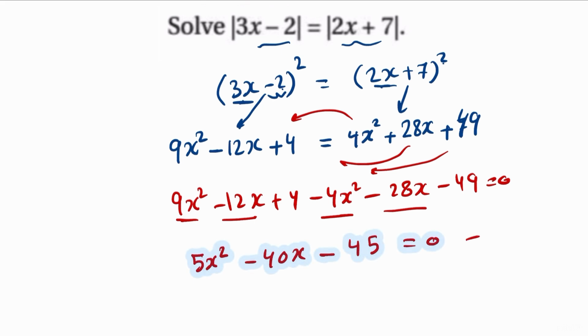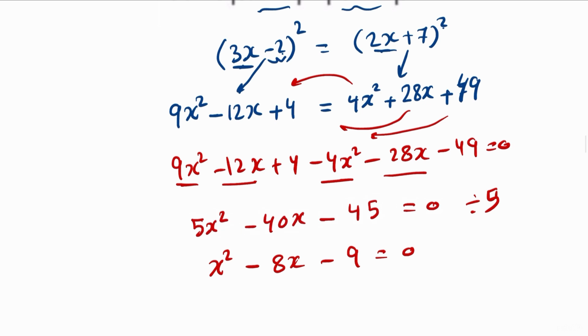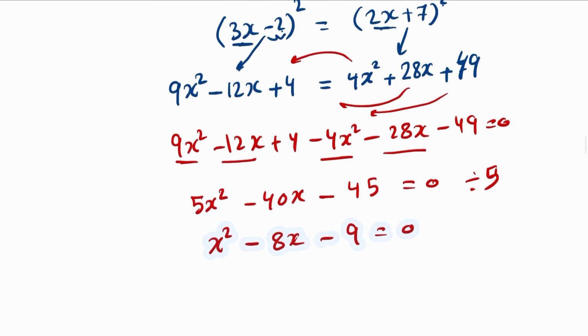After that, you need to simplify more, so let's divide by 5. So we come up with x power 2 minus 8x minus 9, which equals 0. Now either factorize using the quadratic formula or factorize using the normal factorization. Let's try with the normal factorization.